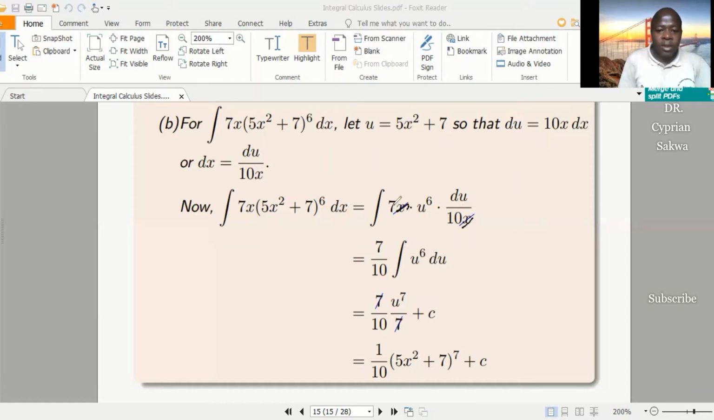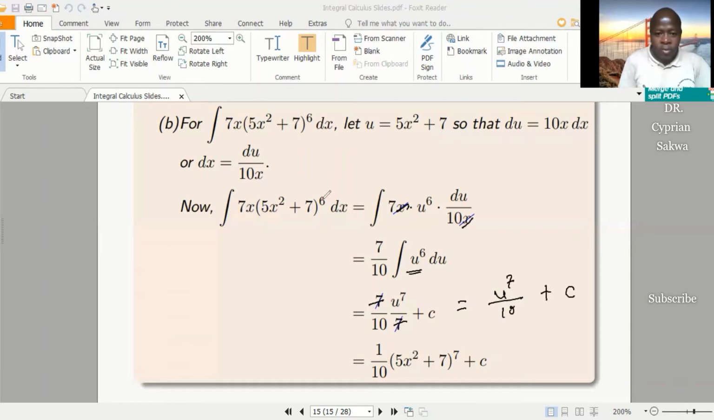And you can see the constant is 7 out of 10. We take it outside the integral sign, 7 out of 10, the integral of u raised to 6 du. So we can now easily integrate this to be u raised to 7 and divide it by 7. And remember this was 7 out of 10, so this 7 will cancel with 7. Then you add a constant of integration. So what are we left with? We are left with u raised to 7 out of 10 plus c.